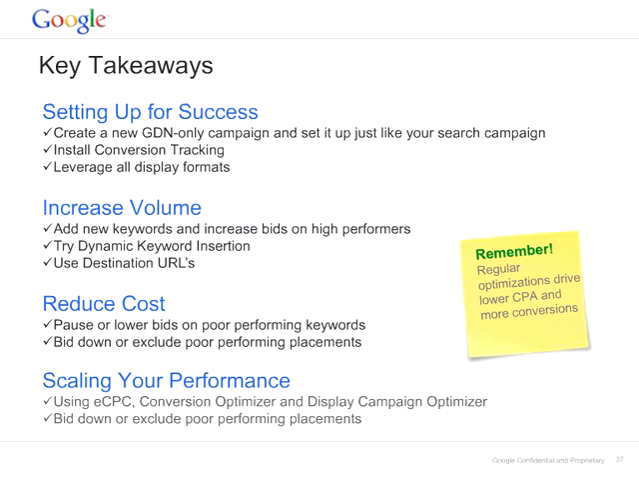To reduce your costs, pause or lower bids on poor performing keywords. And finally, take advantage of our auto optimization tools. They can save you a lot of time and improve your overall performance.